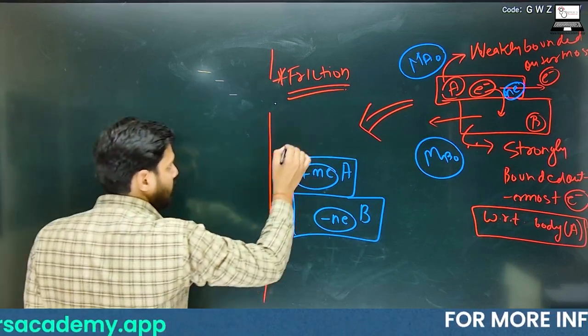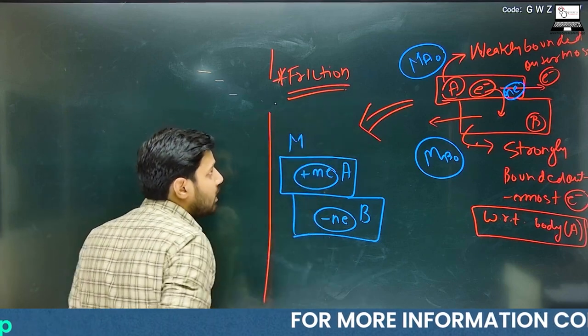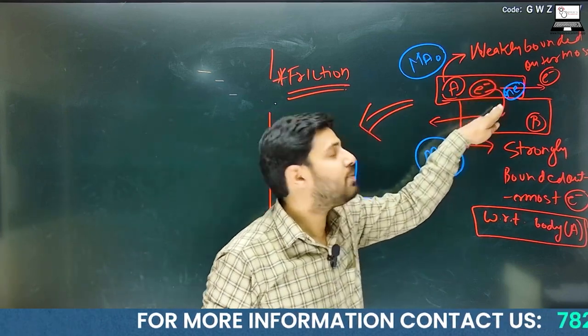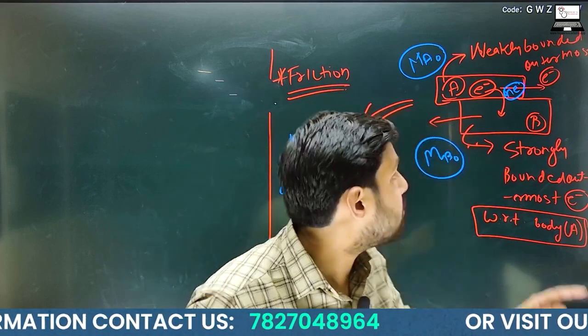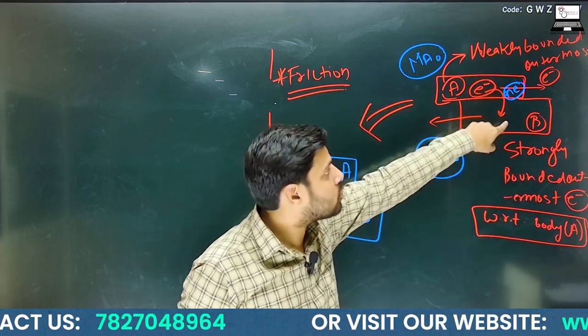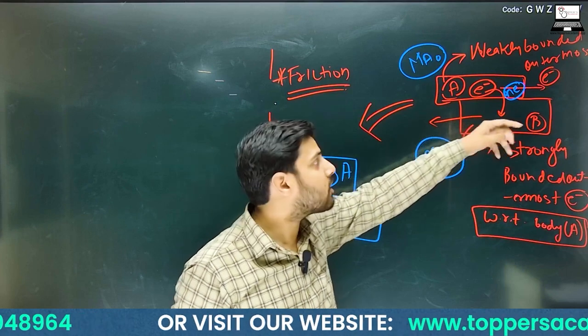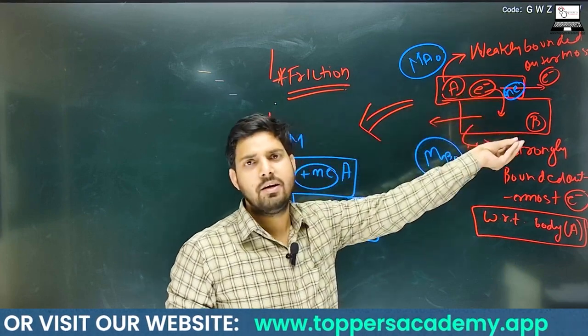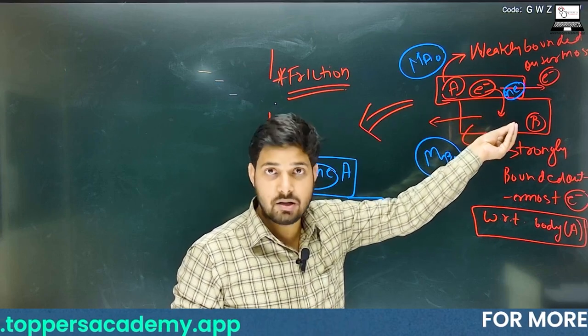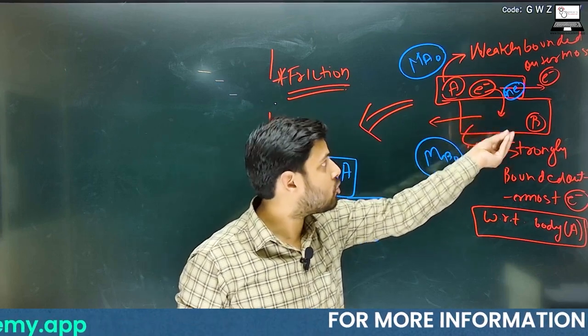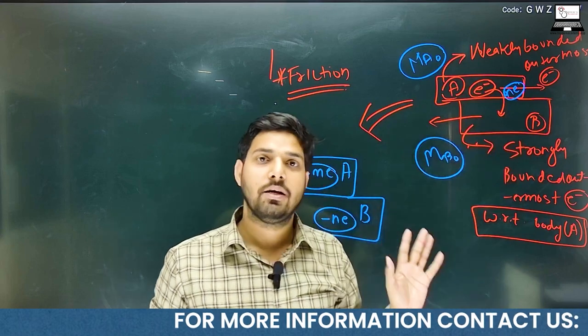Now we can say that if the electron is being transferred, then it is sure that mass of electron has also been transferred. If electron is going from body A to body B, which means electron is having mass, and this mass will also transfer from A to B. Is that clear?